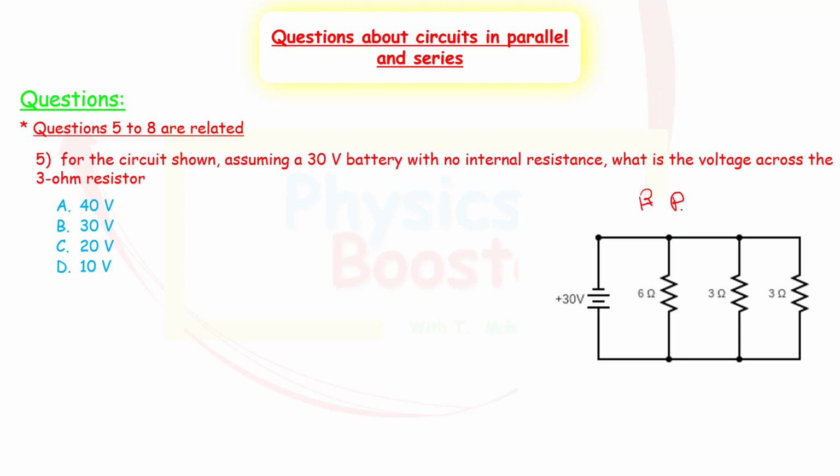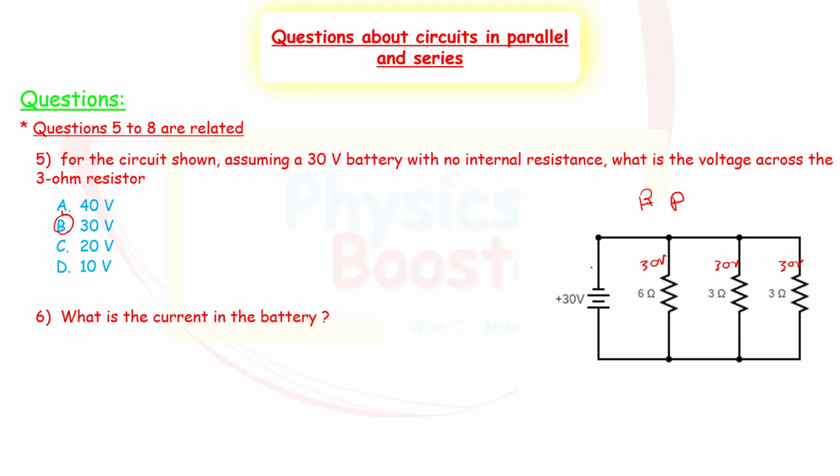So for parallel circuits, we know that the potential difference is going to be the same for all the resistances. So this is going to be 30 volts, this is going to be here 30 volts, and this is going to be here 30 volts. So the answer is directly 30 volts because the potential difference doesn't change in parallel circuits. What is the current in the battery?